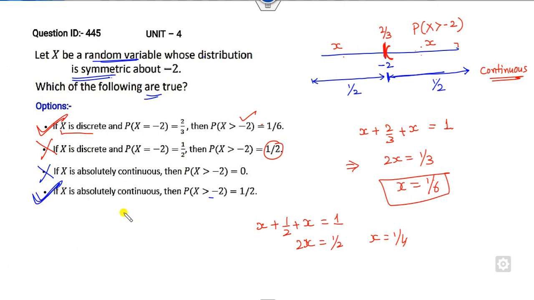So that's a very trivial statement, A and D. This is also a reason: we all know that for a continuous random variable, the probability at a single point is always 0. So this value is 0. So you can say x plus 0 plus x is 1. That will give you x is again half. So that is my right answer, A and D.